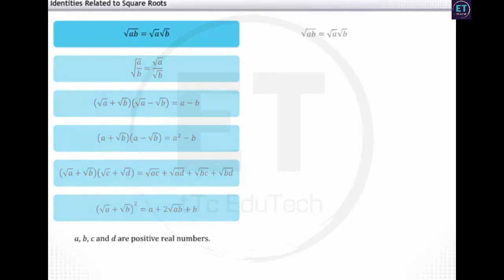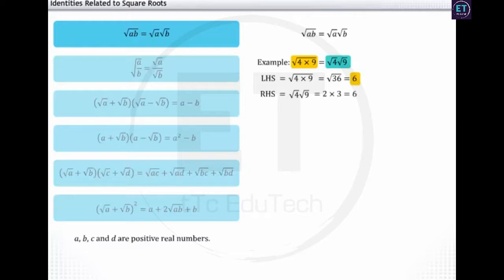The first identity is the square root of AB is equal to the square root of A multiplied with the square root of B. Let's verify this with the help of an example. Here the square root of 4 multiplied with 9 is equal to the square root of 36, which is equal to 6. Similarly, the square root of 4 multiplied with the square root of 9 is equal to 2 multiplied with 3, which is equal to 6. Thus both the sides are equal.